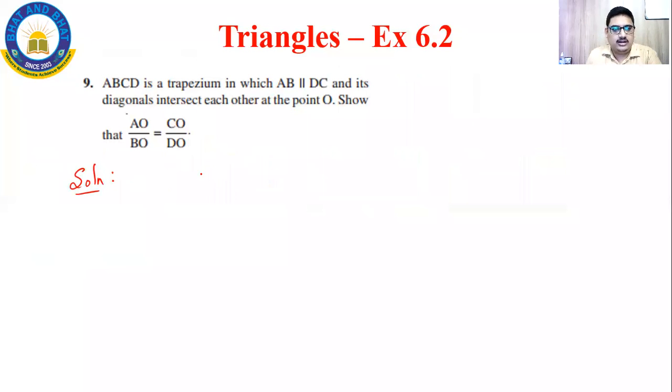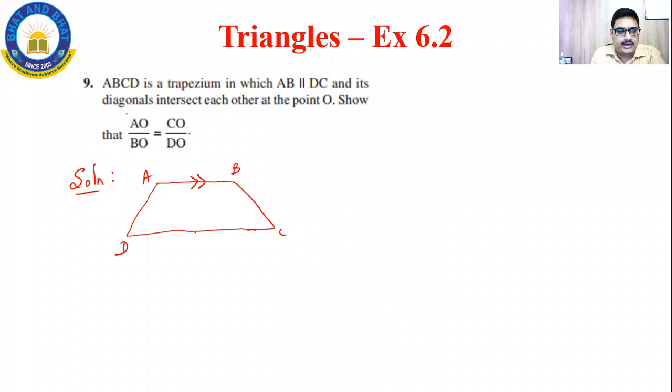So ABCD is a trapezium. So let me draw a trapezium first. So what kind of trapezium they are saying? They are saying that if this is A, B, C, D, AB is parallel to CD. So I'll say AB is parallel to CD and its diagonals intersect. So I'll draw the diagonals now. The diagonals BD and AC. So they both intersect at point O.